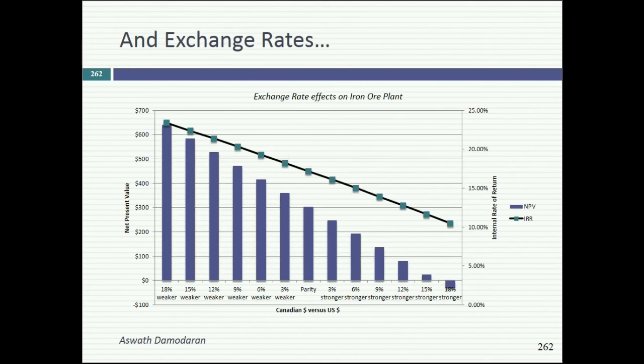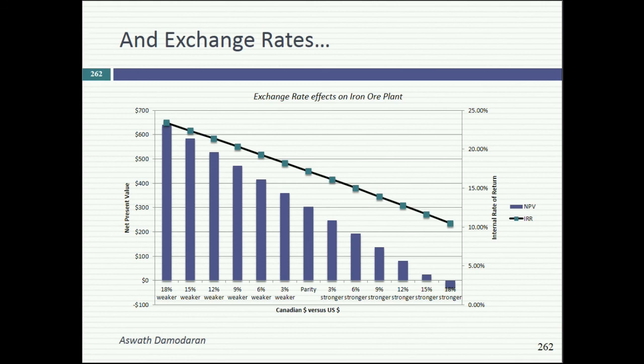I also asked the what-if question about exchange rates, because clearly I'm making the dollar for dollar, but my costs are all in Canadian dollars. My revenues are in US dollars. I have a mismatch. And to the extent that the Canadian dollar gets weaker, I actually have a higher net present value. Tell me why again? Because your costs are in Canadian dollars and your revenues are in US dollars. When the Canadian dollar gets weaker, it's like having your cost of goods sold go down, but your revenues stay high. And when the Canadian dollar gets stronger, you actually see your net present values decrease.